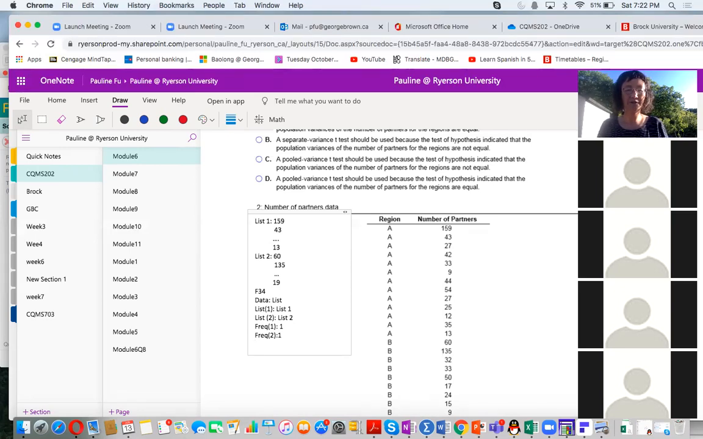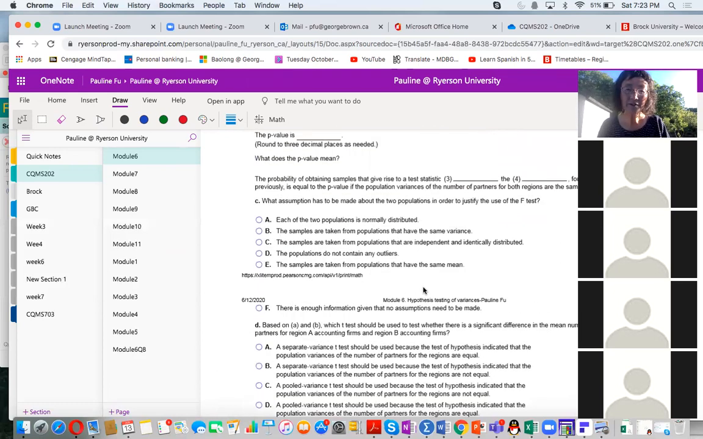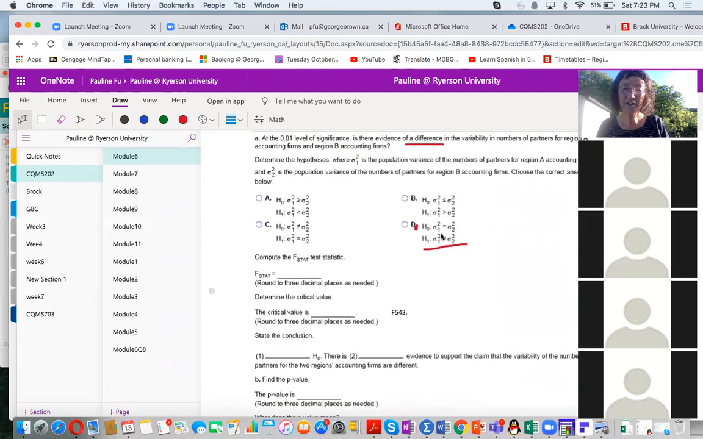Sample F test, data list. After data list, you have to choose sigma 1, sigma 2, okay? You have to choose sigma 1 smaller or greater or equal. You have to do this. Select that selection. So let's see our question. We should select not equal. So sigma 1 not equal to sigma 2 on your calculator.